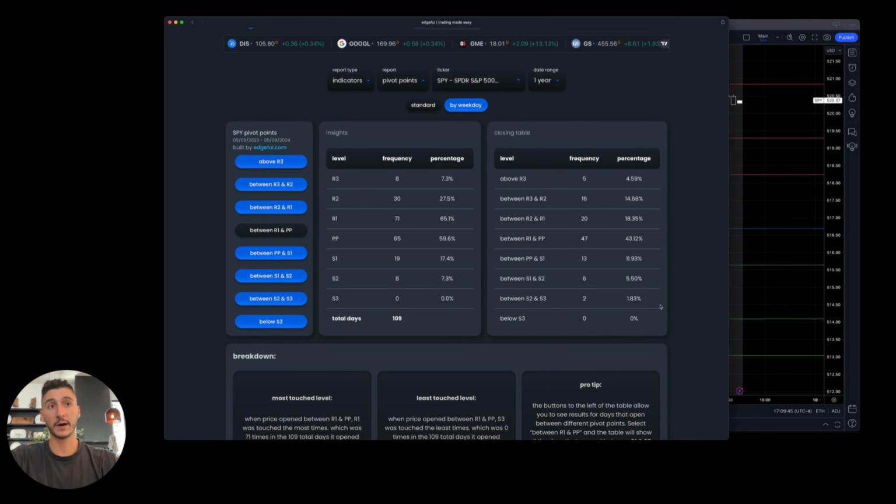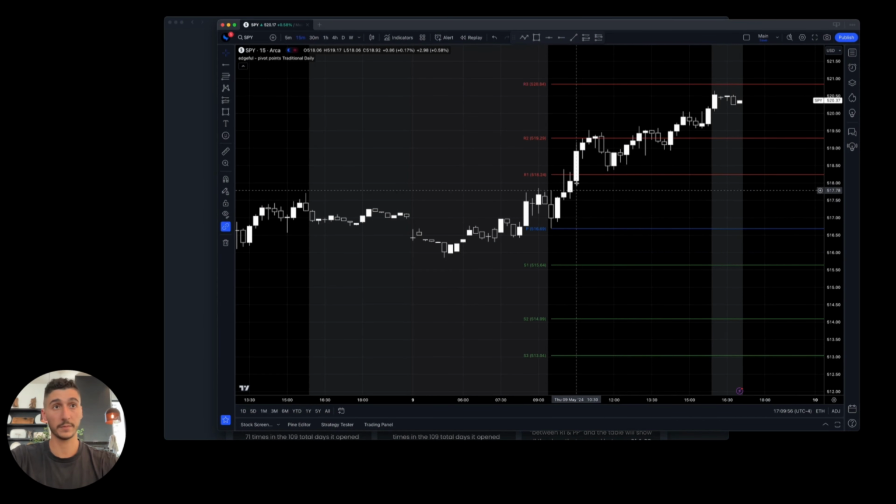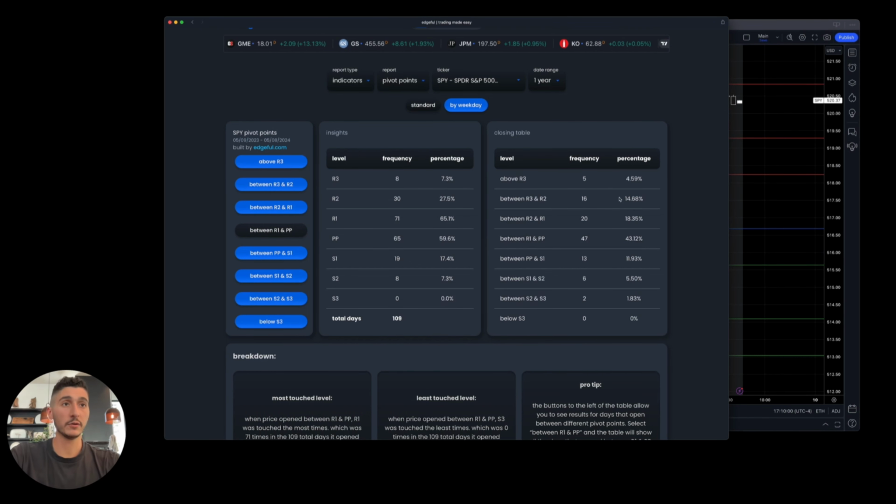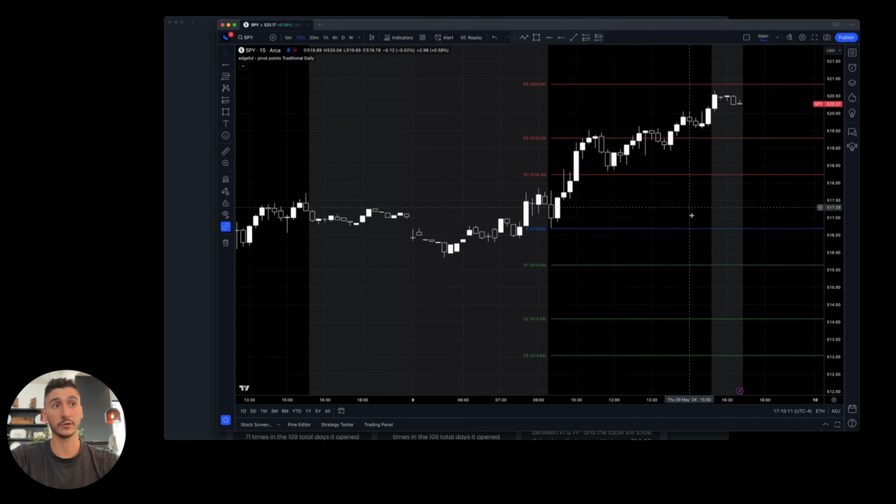Then this table to the right is where does price tend to close on the day most frequently. So as a reminder, we are only looking at the times where price has opened between R1 and the pivot point. This shows you that for the most part, price will move around and then fall back in between and close on the day between R1 and pivot point. So 43% of the time, which is the most out of anything here, it will close back over here. Obviously, it didn't happen today, but nothing in trading is 100%.